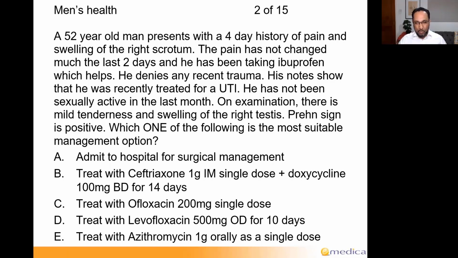Type into the chat, what do you think is the most likely diagnosis from this presentation? So most people are saying epididymitis or epididymo-orchitis, or something along that line. A few people thought prostatitis, and a couple of people thought torsion. Now you see, working out the first part is really important, because it's going to help you get the second part right. If you get the first part wrong, that might be why you get the second part wrong, because your management is going to be wrong. So that's the first bit I wanted to say.